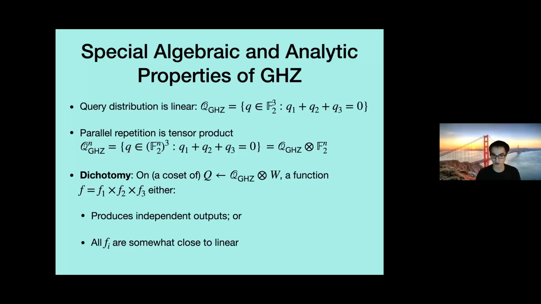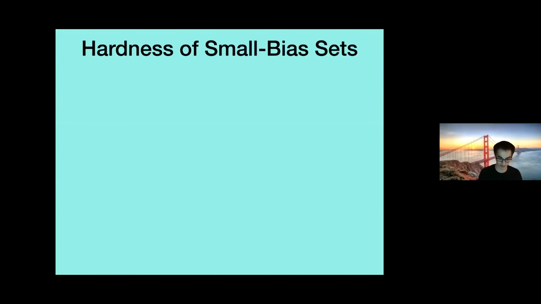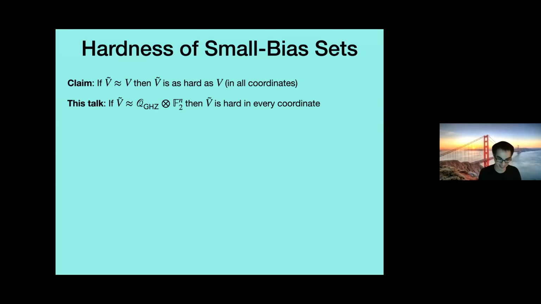So now I can get back to the core claim, which is that if you have a V tilde that's small bias in V, then V tilde is as hard as V. So yet again, I'm going to focus in on just a specific example of this.